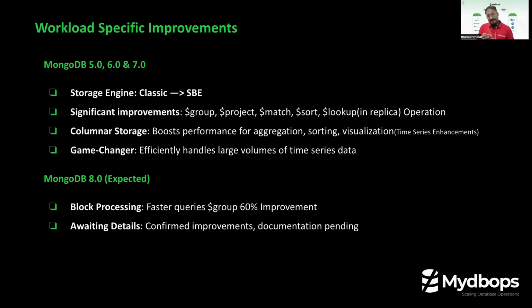In the previous versions, 6.0 and 7.0, they enabled columnar storage, and they introduce block processing in 8.0. They are claiming a 60% improvement for the $group query operation. This is quite interesting.